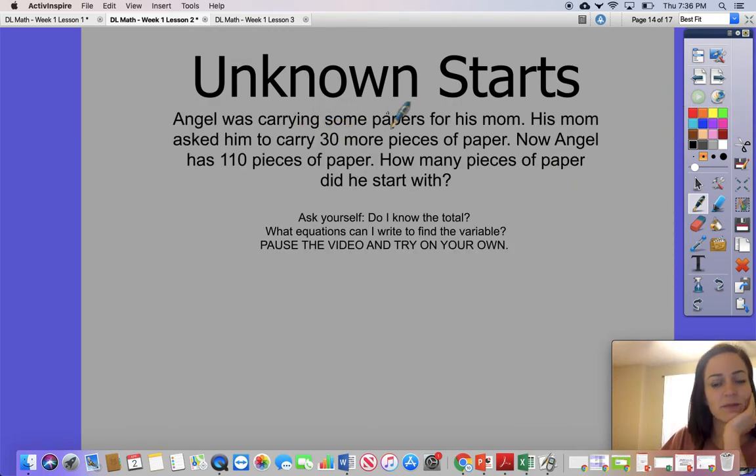Angel was carrying some papers for his mom. His mom asked him to carry 30 more pieces of paper. Now Angel has 110 pieces of paper. How many pieces of paper did he start with? Okay, so if I write another situational equation, or an equation that is exactly what's happening in the story, I would say he's carrying some papers. Do I know how many papers he's carrying? No. So I'm going to put a P for papers. Okay, his mom asked him to carry 30 more pieces. So she gave him 30 more pieces to carry. So we're adding on 30 more.